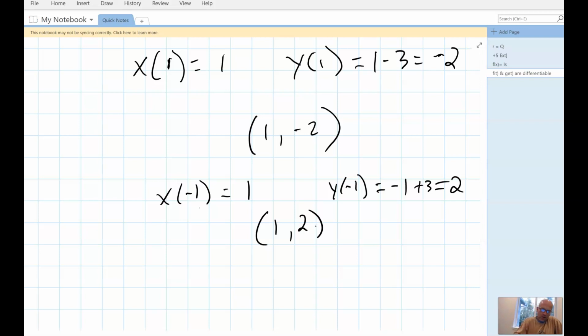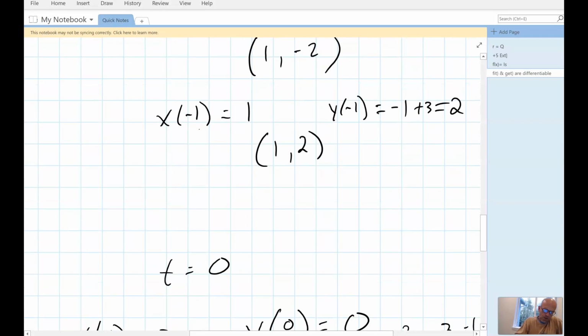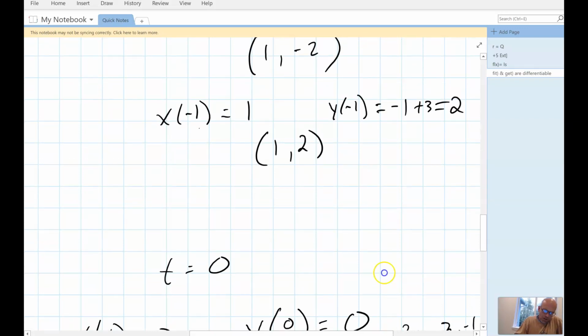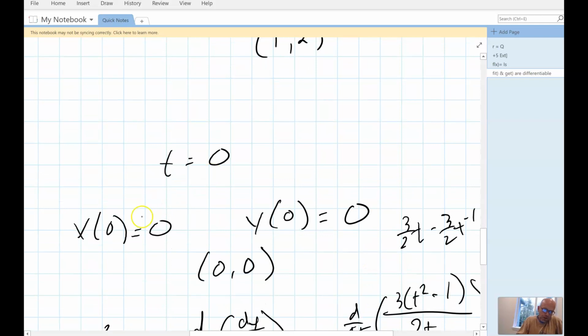And then we also talked about finding a vertical tangent. That would be when t equals 0, and I already did that for you. So when t equals 0, x of 0 is 0, y of 0 is 0, and so therefore the point (0, 0) is a vertical point of tangency.